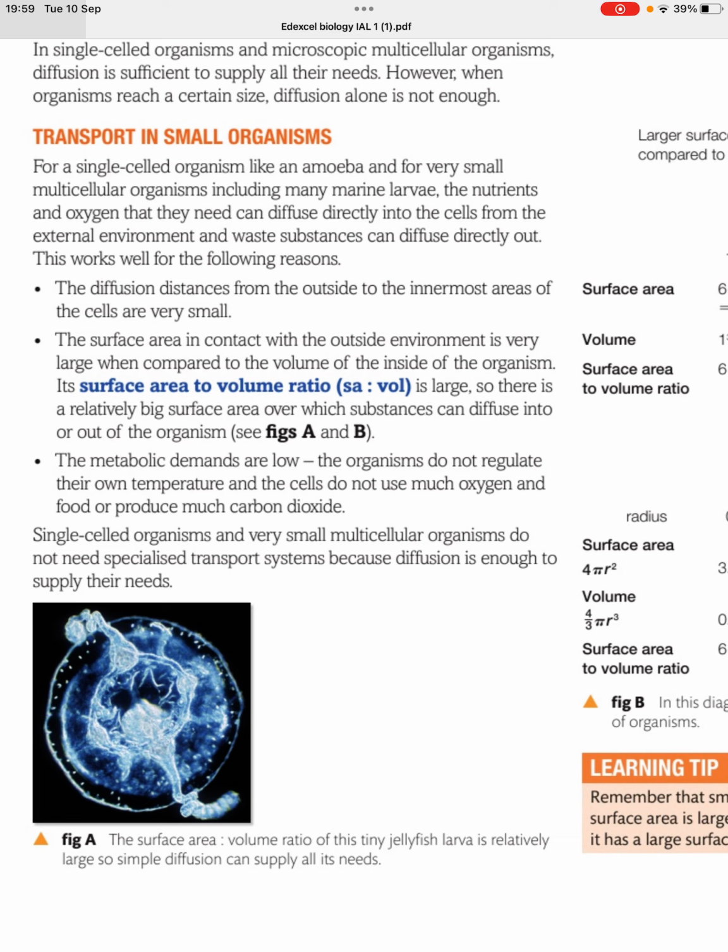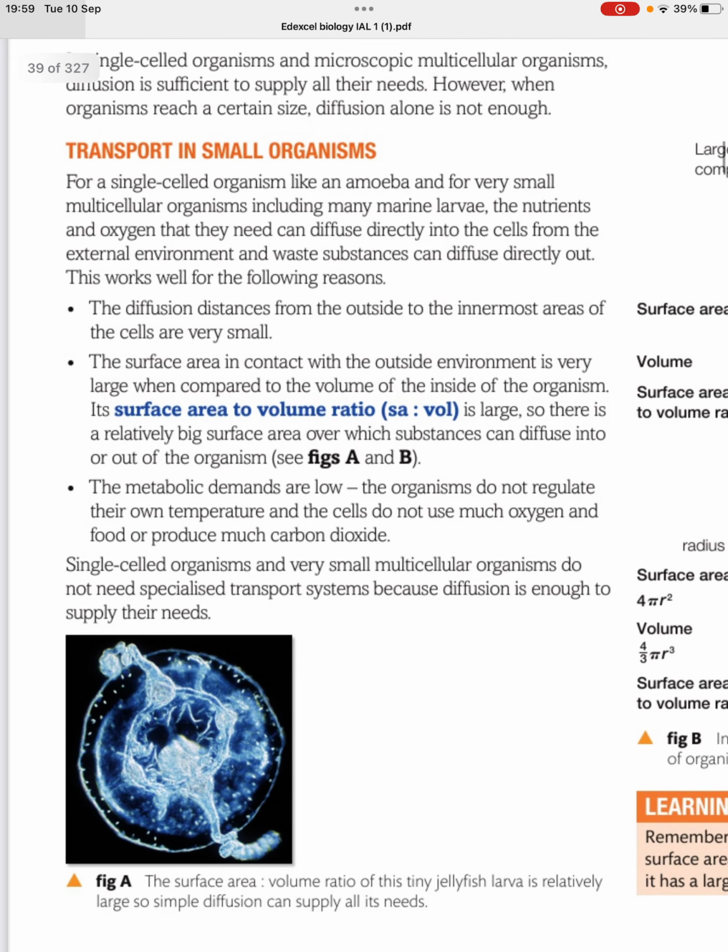First reason is that the diffusion distances from the outside to the innermost areas of the cells are very small, so small distance. Second, the surface area in contact with the outside environment is very large when compared to the volume of the inside of the organism. So basically the surface area to volume ratio is large. So there is a relatively big surface area over which substances can diffuse into or out of the organism.